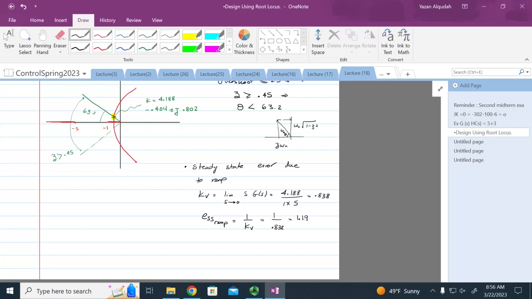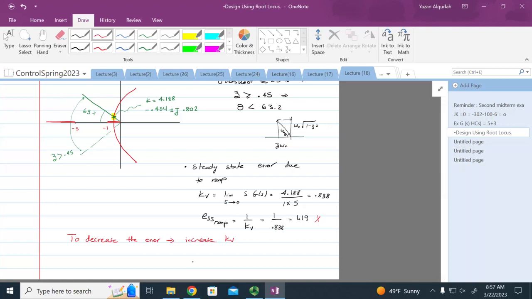Okay. What was the requirement on the steady state error to a ramp? Less than 1. What did we get? 1.19. Did we meet the requirement? We did not meet the requirement. What can we do to make it 1? Excellent. So to decrease the error, it was suggested that we can increase kV. Make sense? If kV is 1 or greater, then the error is going to be 1 or less.